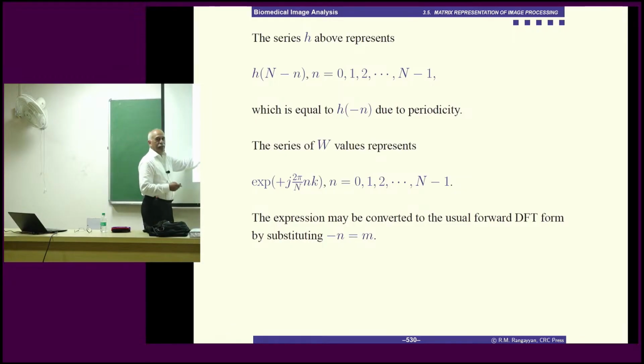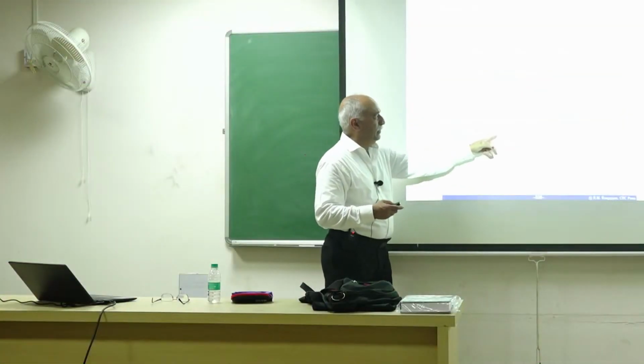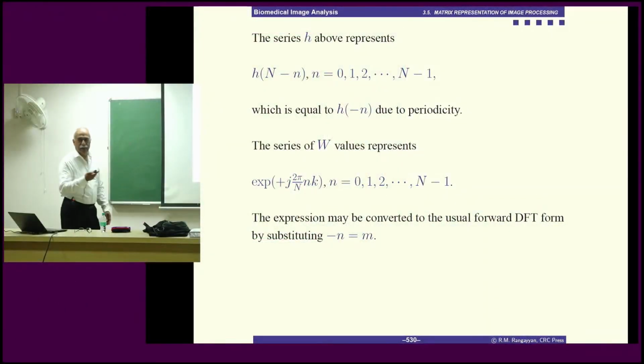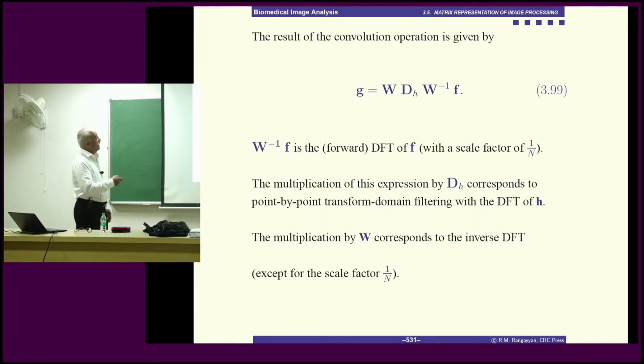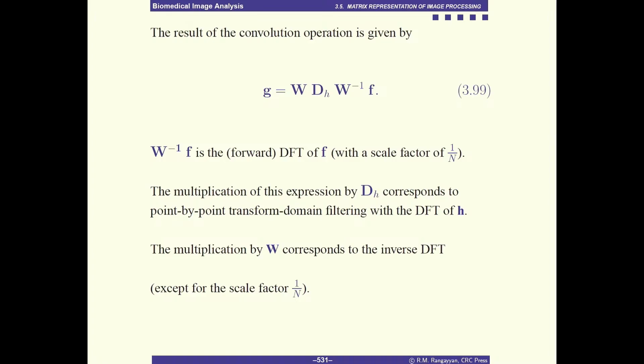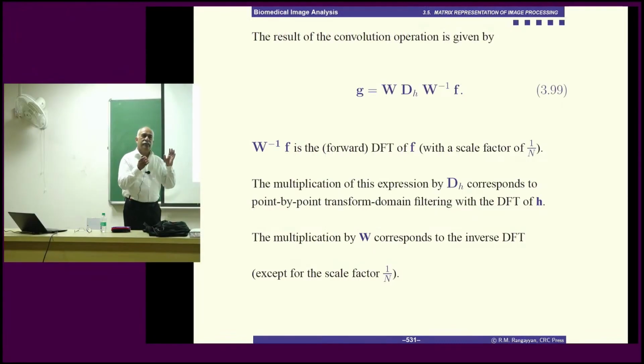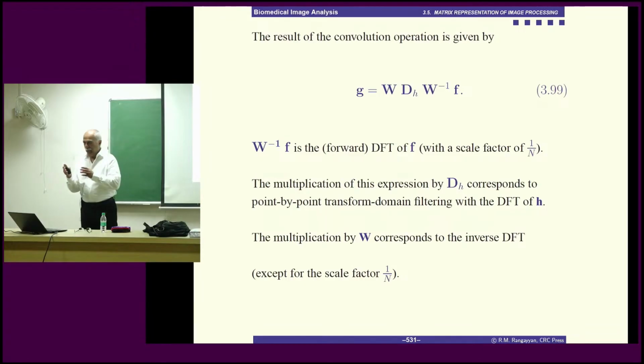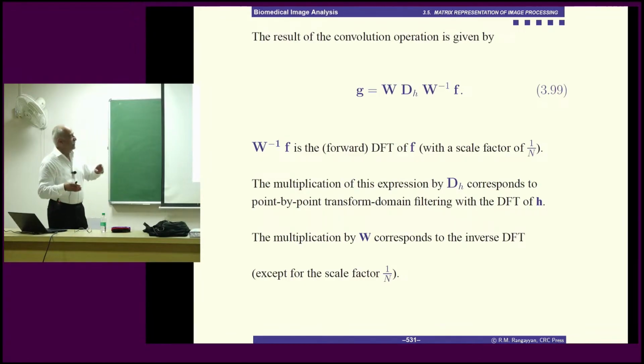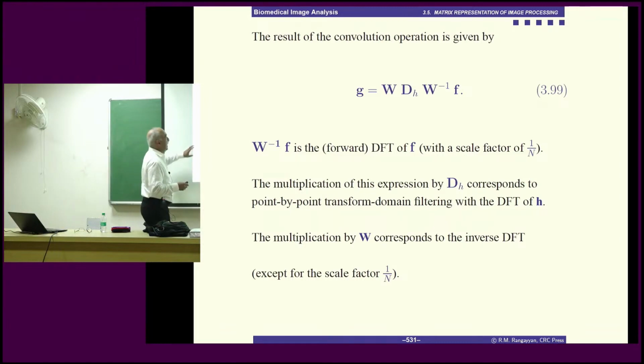So if you want the usual forward DFT, then switch the variable minus n to m, and then G, the output, is written as G equal to HF. That's what we wrote earlier for convolution. Now G is W DH W inverse F. So convolution is now expressed in terms of multiplication of matrices formed using the impulse response and the input image, G equal to HF. But H itself is expressed now as a circulant matrix and then further diagonalized using the DFT.